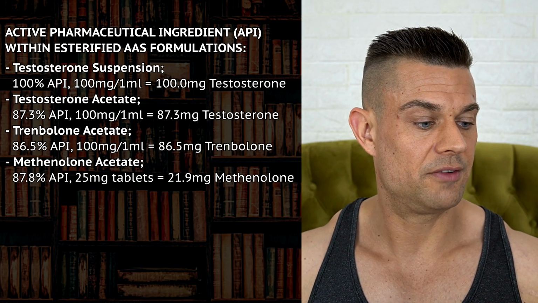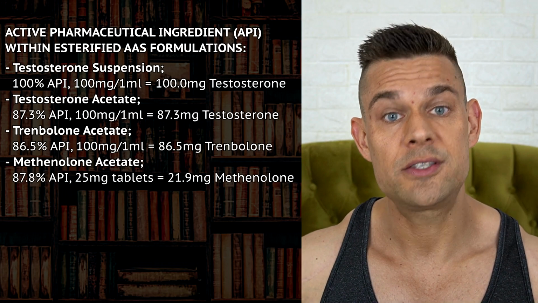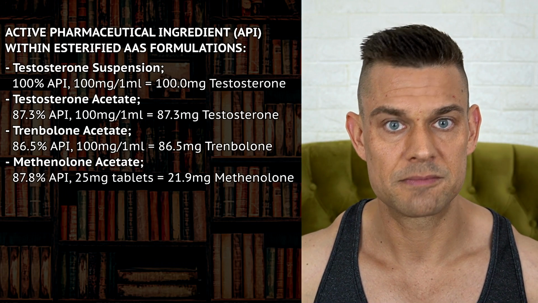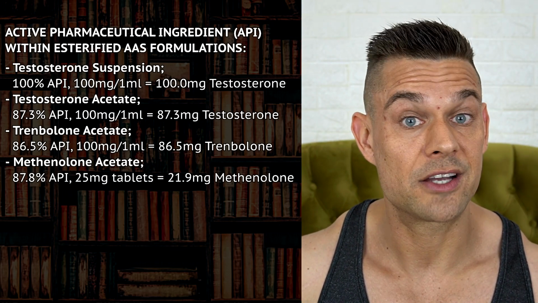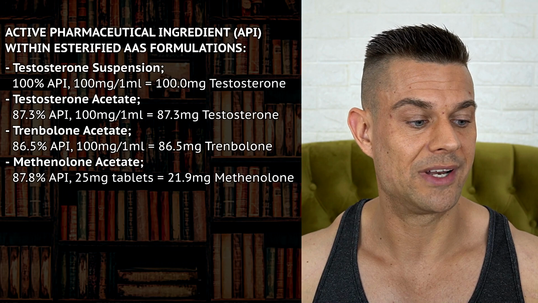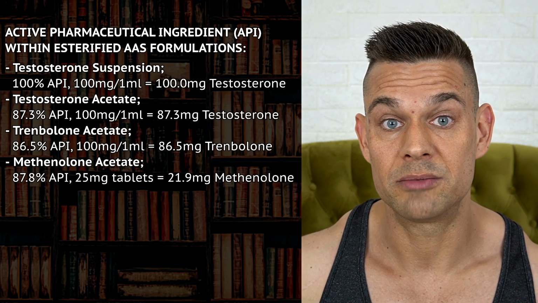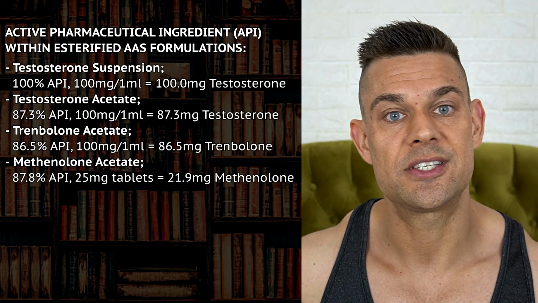injection. And if you go with primobolan acetate, which is found in tablets, if you take 25 milligrams of primobolan acetate tablets, you only get 21.9 milligrams of actual primobolan, because primobolan acetate is 87.8% primobolan, if you don't account for the acetate ester, which is attached.